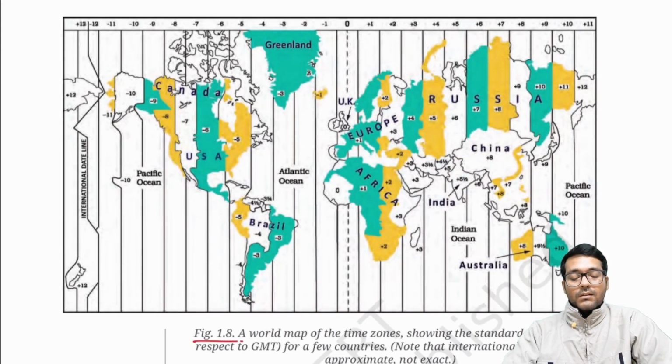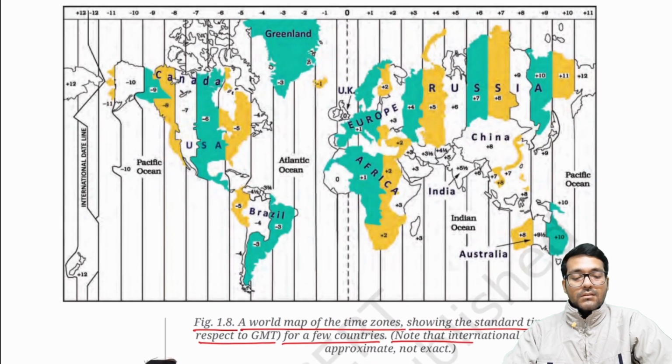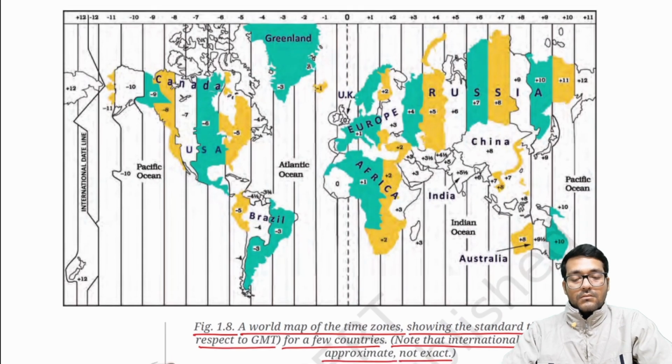Figure 1.8, a world map of the time zones showing the standard times with respect to GMT or Greenwich Mean Time for a few countries. Note that international borders are approximate, not exact. You can see different time zones here using different colors.